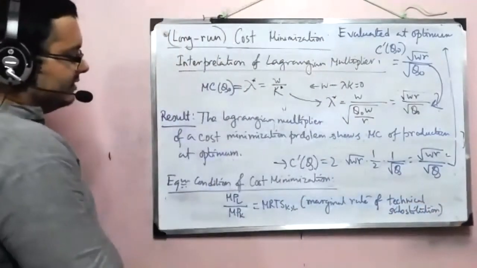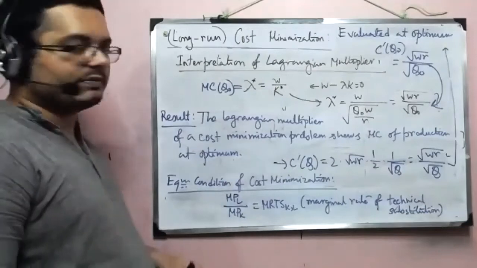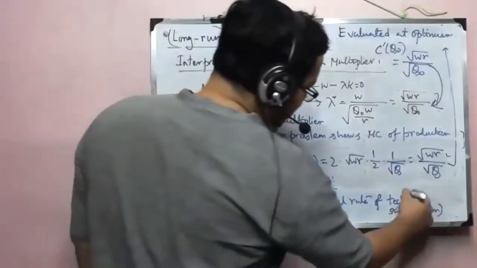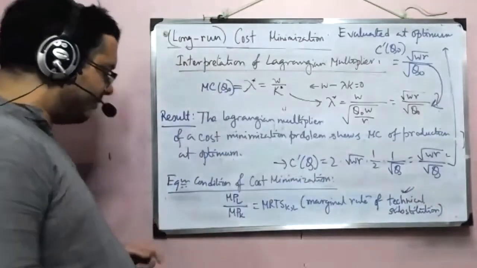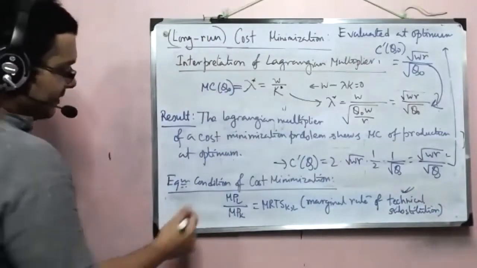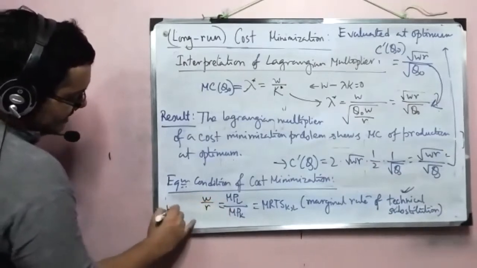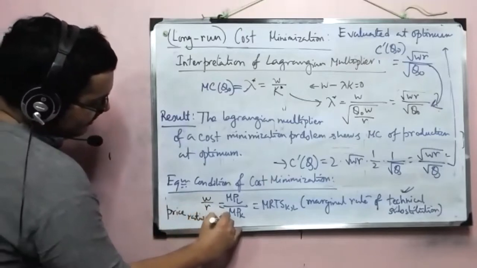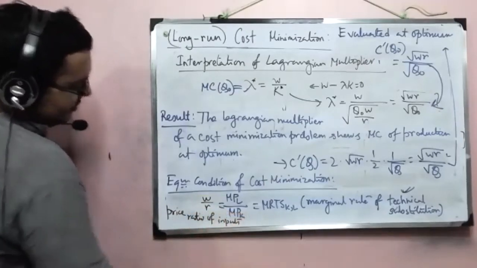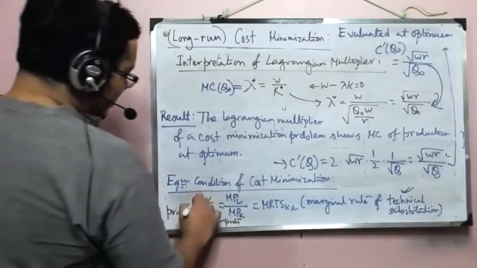To mention that this is coming directly from a production side, we just introduce this term technical. So that does the job. And this will be equal to the price ratio of inputs, which is W by R. So the result basically is that W by R equals MRTS K comma L.